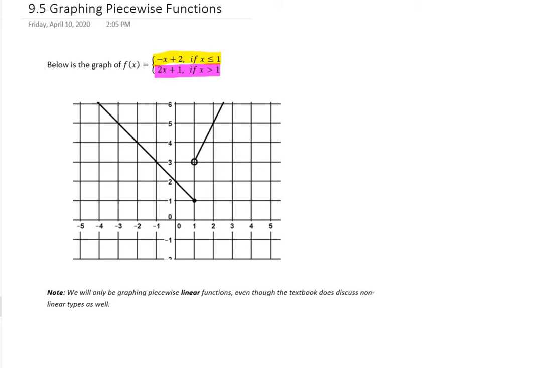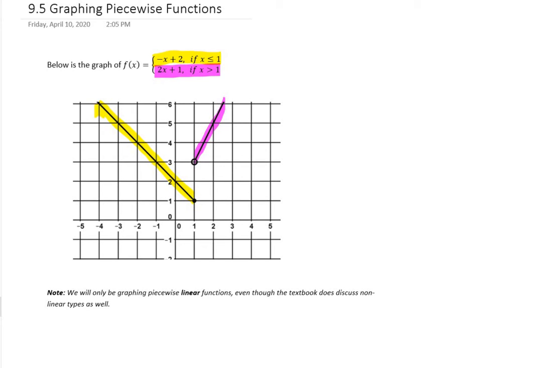The yellow part of my equation with negative x plus 2 is for when x is less than 1, so that means it's to the left of 1. So it's this part of my graph. The pink part of my equation is for when x is greater than 1, so that is this part of my graph.